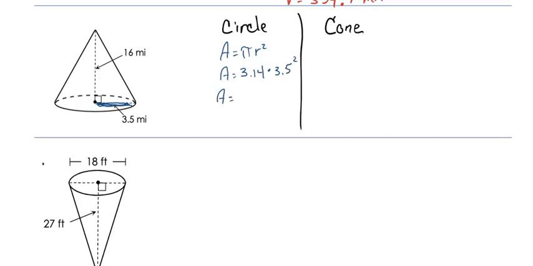We'll type that up, 3.14 times 3.5 squared. That gives us 38.465. Now don't round yet. Remember, when we're working with pi, or any of our squares, our cubes, any of the things that require us to work with decimals, we want to make sure we leave as much decimal as we can until the very, very end. I am going to label this out though, miles squared, because I do know that this is a 2D object when I'm looking at the circle.